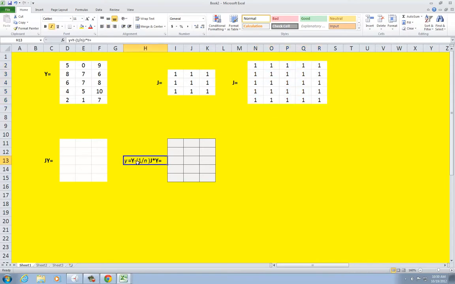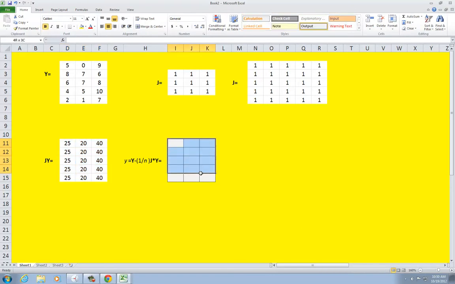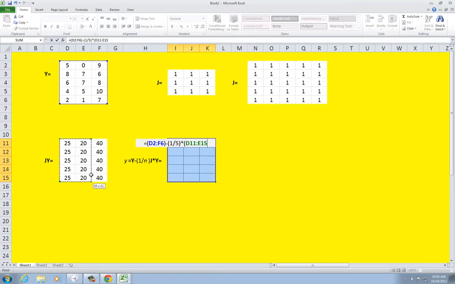So here's our formula. What we need first is to get the J matrix times the y matrix, and we're going to do that over here, which we did in the last video, but I'm just going to do it one more time. So we get our J, comma y, Control Shift Return, get our column sums, and then over here for our final product, and I'm going to put these in parentheses, get y minus 1 over 5 times our Jy here.